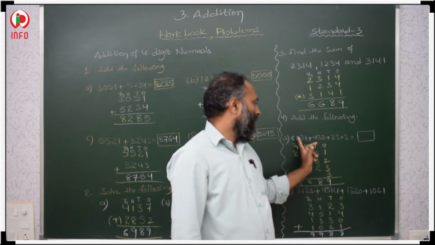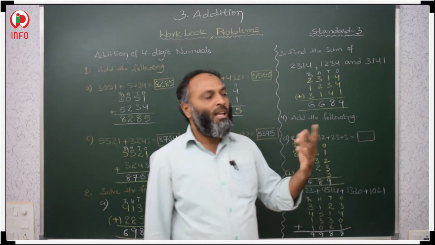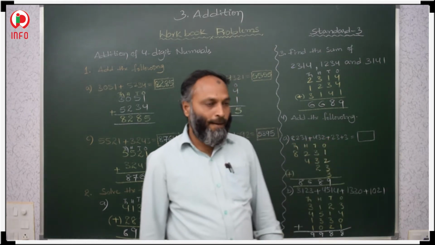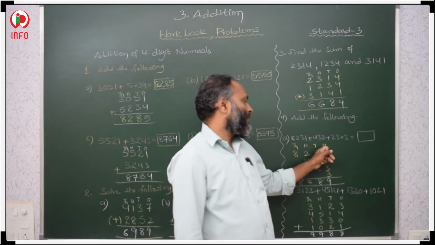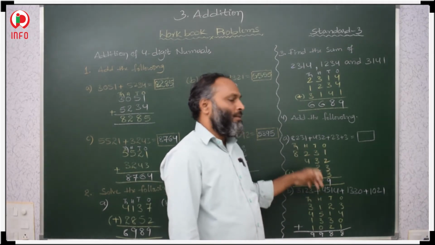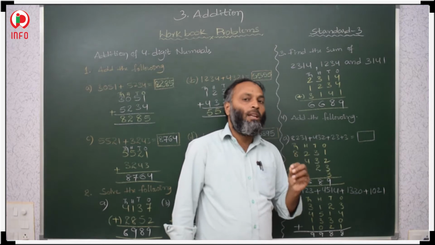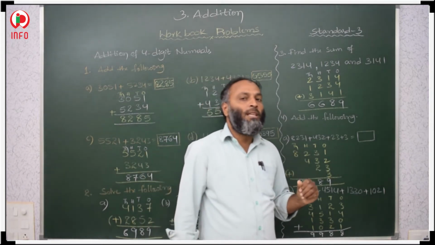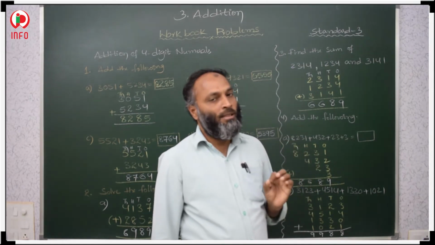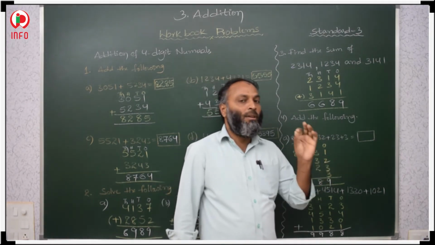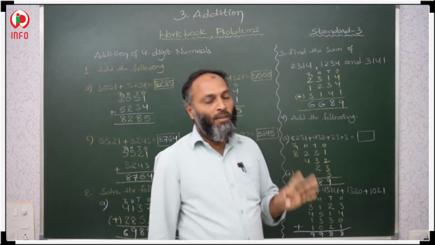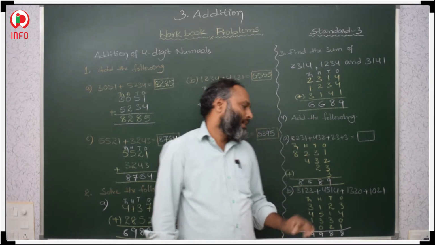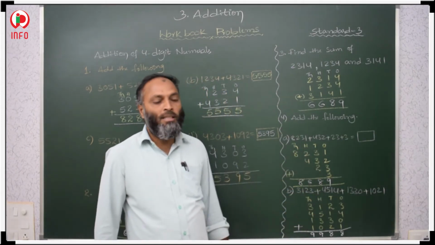First you arrange them, but some numbers are 4-digit numbers. This is mixed, meaning 4-digit numbers, 3-digit numbers, 2-digit numbers, and single-digit numbers are given. First you have to write ones place, tens place, hundreds place, and thousands place. A single-digit number you keep in ones place. If 2-digit numbers are given, you keep ones place and tens place. If 3-digit numbers are given, you keep ones, tens, hundreds place. In a 4-digit number, keep ones, tens, hundreds, and thousands, and we have to add. So this is the way to add.